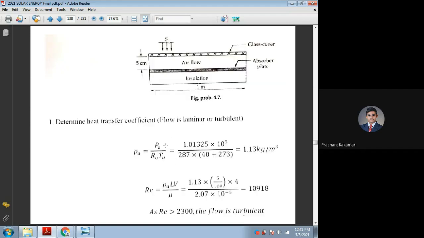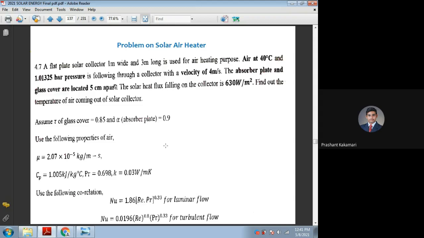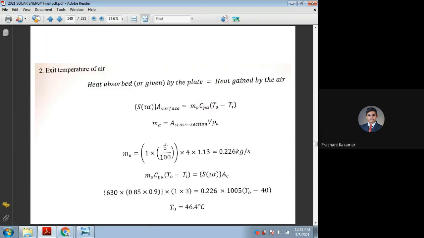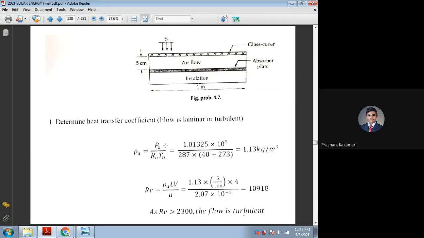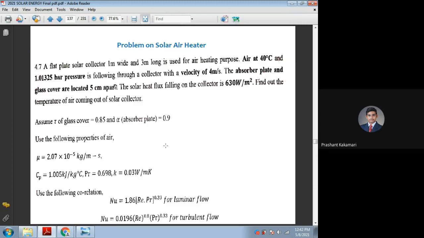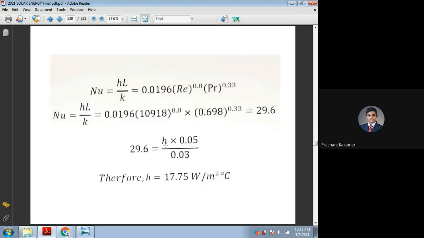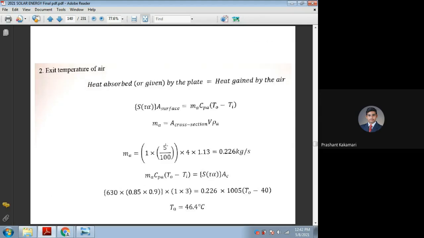Then the velocity is 4 meters per second. So for the cross section you take only 5 centimeter, which is the duct passage. Width is 1 meter. That's why they have taken 5 centimeter into 1 meter, after converting centimeters into meters. 4 is the velocity of air. Density of air was also found earlier, 1.13. So from this one can find the mass flow rate of air, 0.226 kg per second.